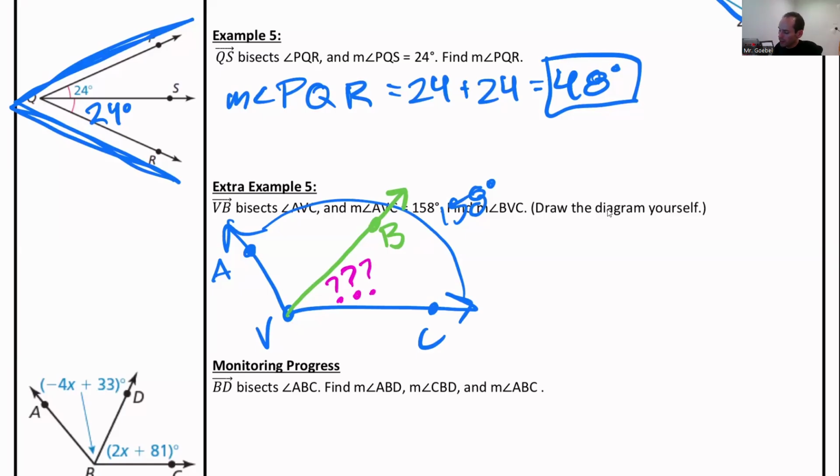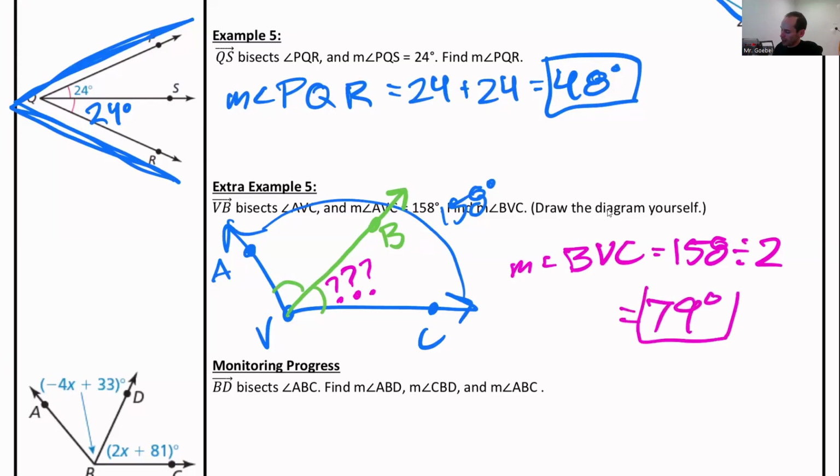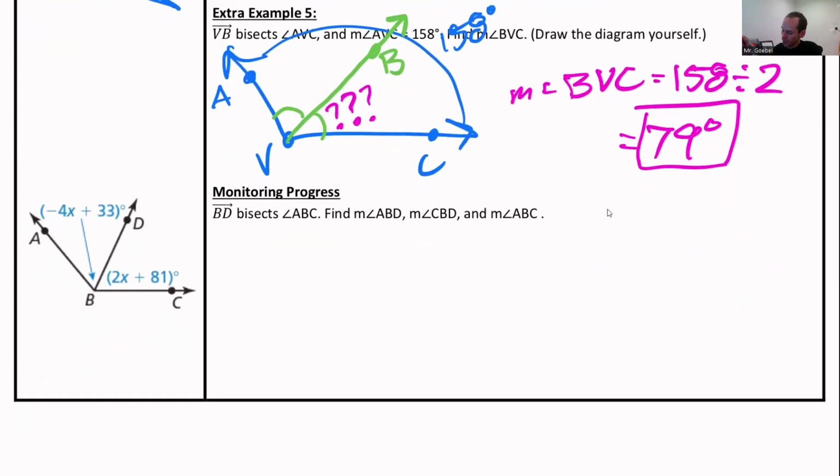Well, keep in mind, we got bisected. That means we were cut in half. One half is equal to the other half. So measure of angle BVC, just take the whole thing, 158, and divide it by 2. 158 divided by 2. This must be 79 degrees. Whole thing was 158, chopped it in half.